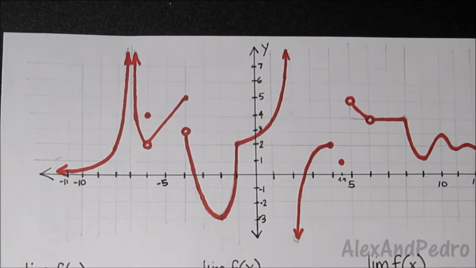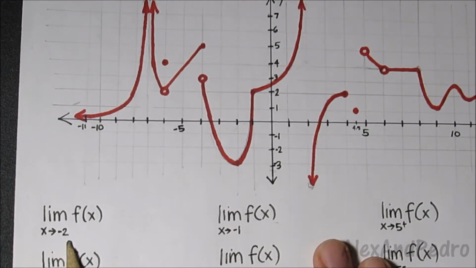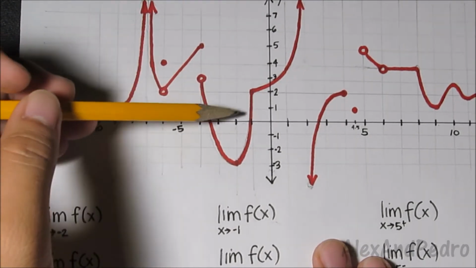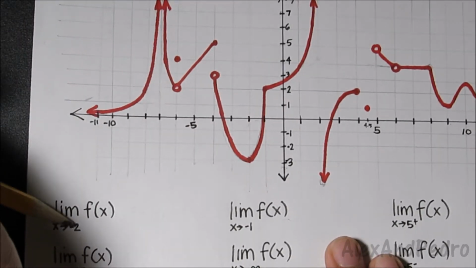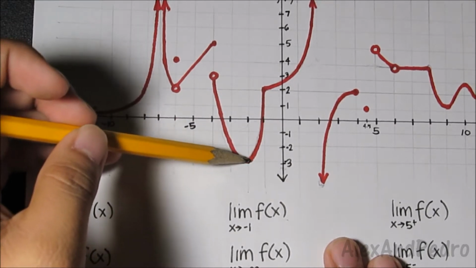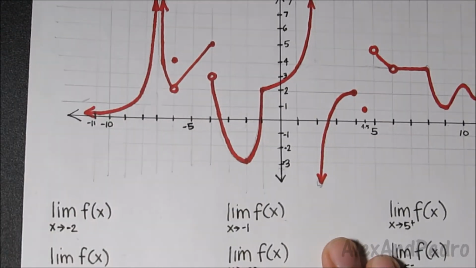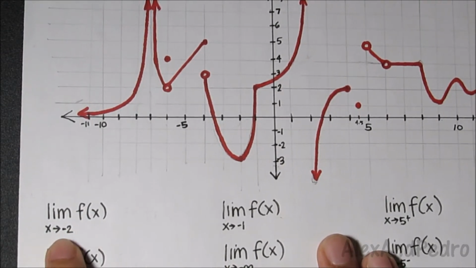A limit is, for example, as x approaches negative 2, we don't look at what y is at negative 2. We look at what happens as x approaches negative 2, not at the point itself. You'll see why. Okay, first of all, the limit of f of x as x approaches negative 2.